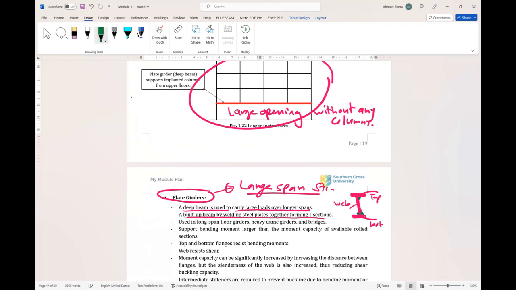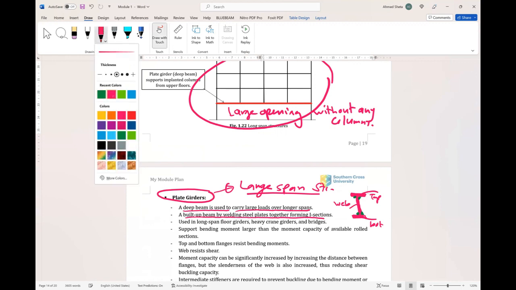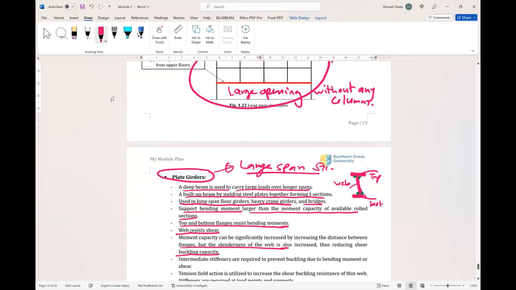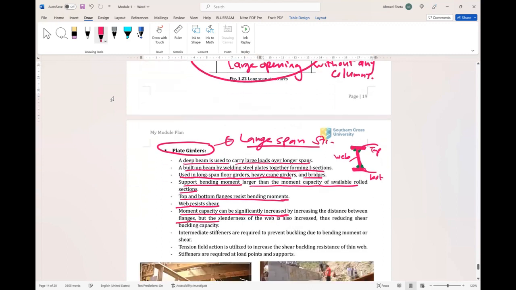This is the weld between the web and the flange. Used in long span floors, heavy crane girders and bridges. Support bending moment larger than the moment capacity of any available rolled section. Top and bottom flanges resist bending moment. The web resists shear. So the web resists shear and the top and bottom flanges resist the moment.